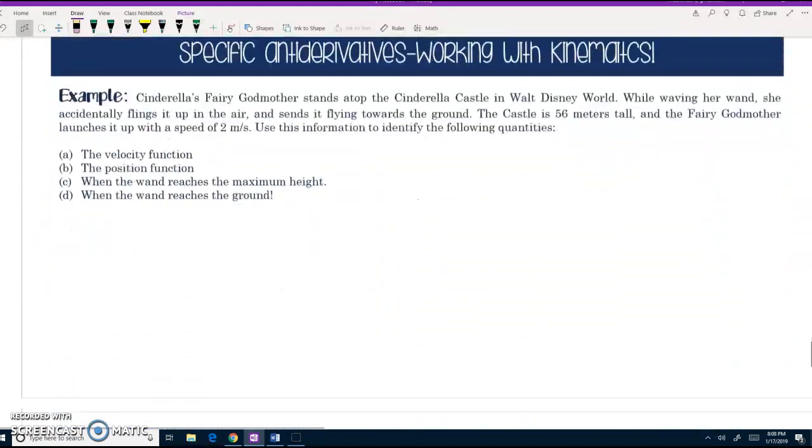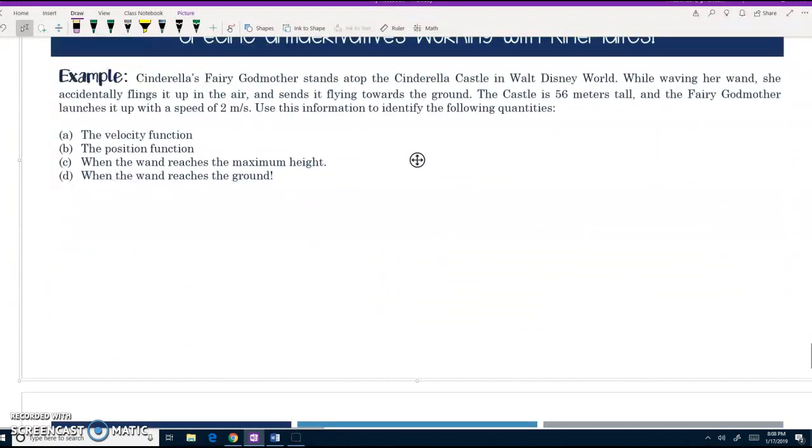So, giving ourselves a little bit more room to work on this slide here, the first thing that we are asked to identify is the velocity function. So the good news is that if we're launching things up into the air on Earth, we know that our acceleration that we're working with is negative 9.8 meters per second squared. So if we want to go backwards from acceleration to velocity, all that we're doing is taking the antiderivative of that value with respect to time.